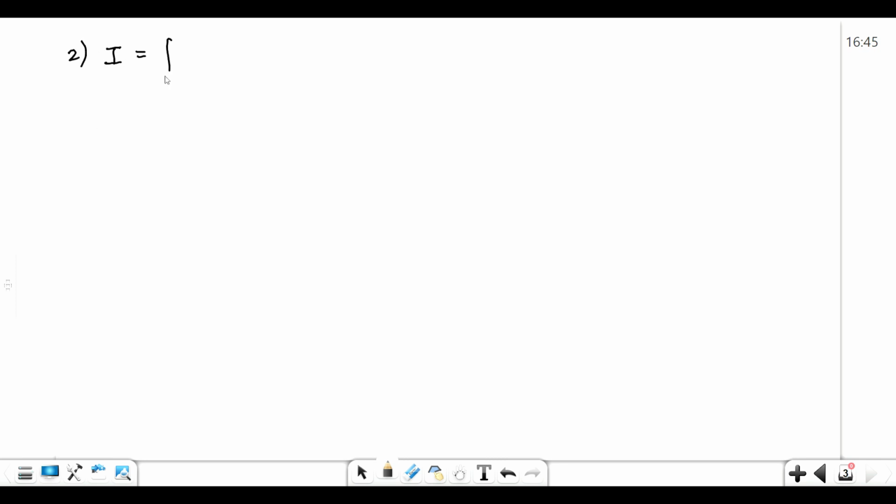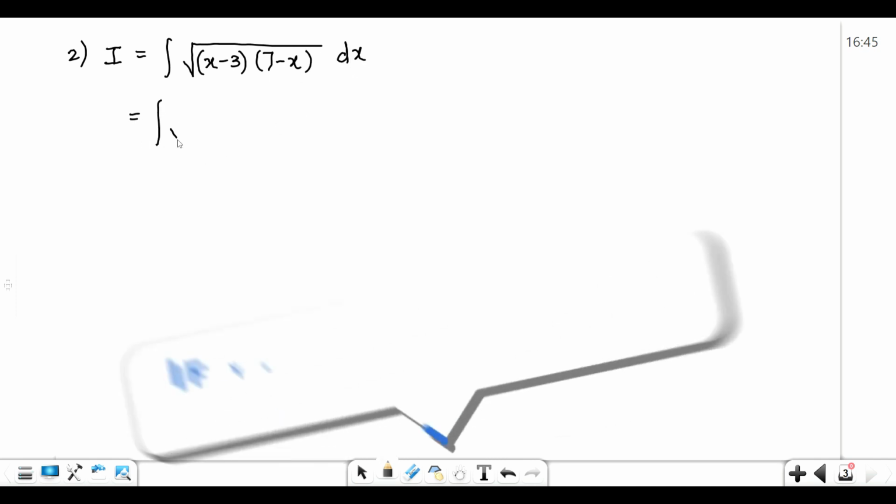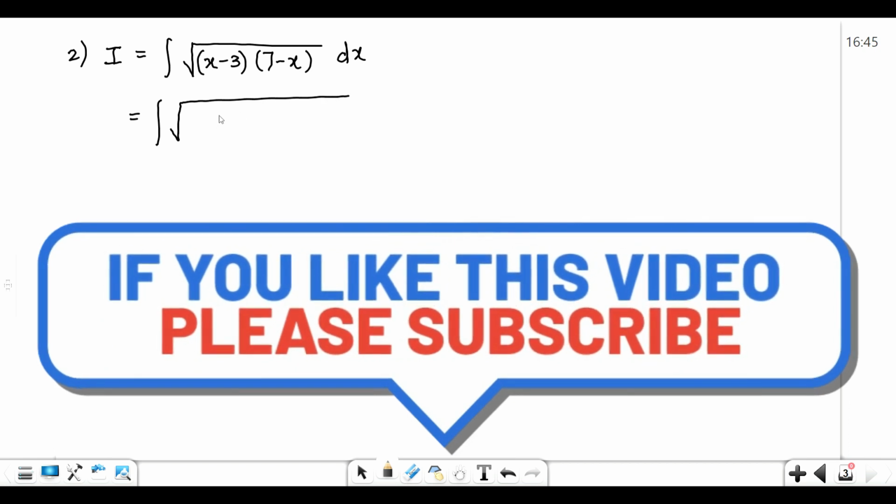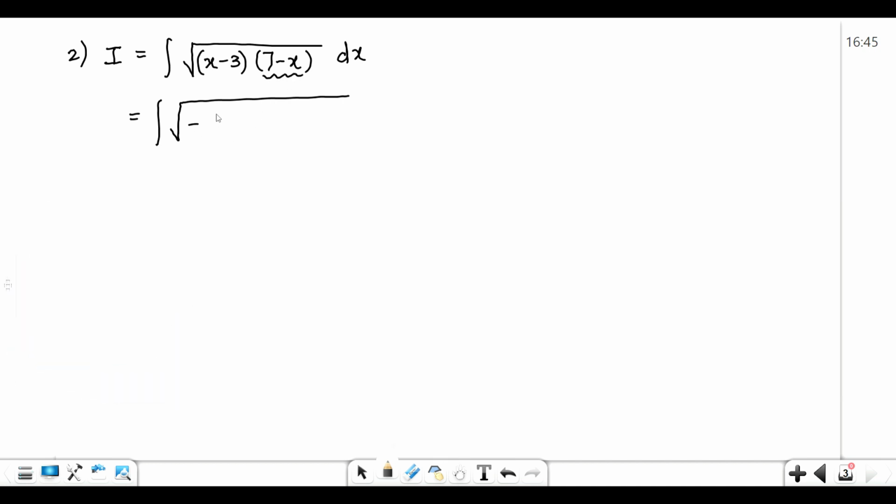I is equal to the integral of the square root of (x minus 3) times (7 minus x) dx. Now we'll multiply these two terms, but before multiplying we can take the minus sign common. That will look like (x minus 3) and (x minus 7). We have taken the minus outside.